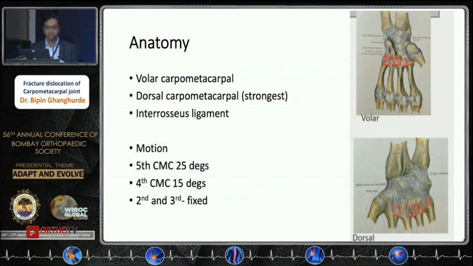Kiran. The carpometacarpal joints have volar and dorsal carpometacarpal ligaments. The dorsal are the strongest of the ligaments. There are interosseous ligaments as well. Motion of the CMC joints is maximum at the 5th CMC, which is around 25 degrees. The 4th CMC mobility is around 15 degrees, and the 2nd and 3rd, as already discussed by Patankar sir and Kiran, are more or less fixed.